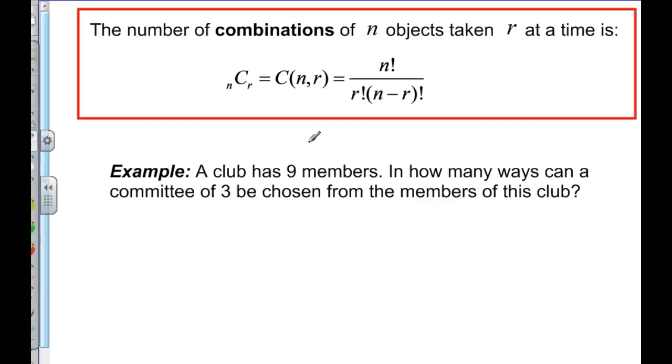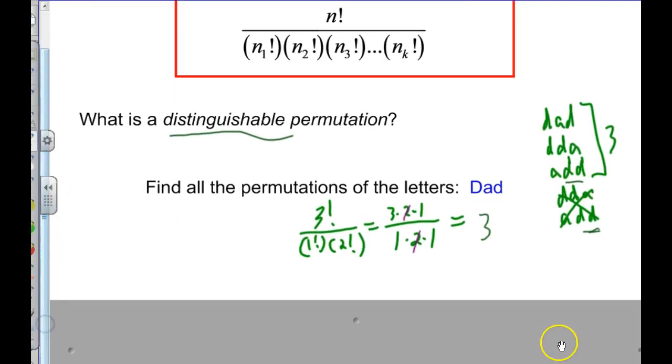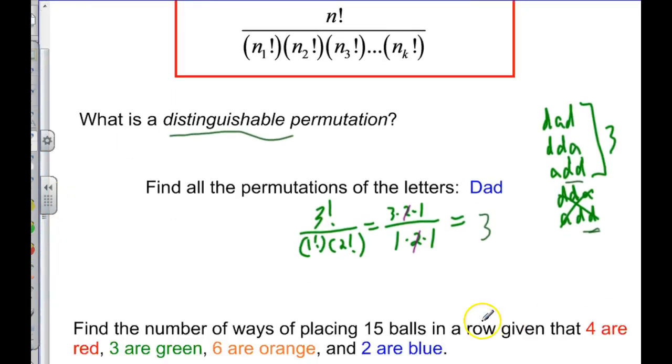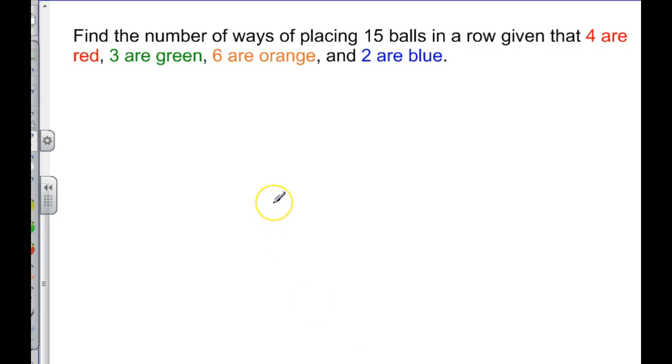Okay, let's try another one. Okay, let's do one more on this one. So let's find the number of ways of pitching 15 balls in a row, given that 4 are red, 3 are green, 6 are orange, and 2 are blue.